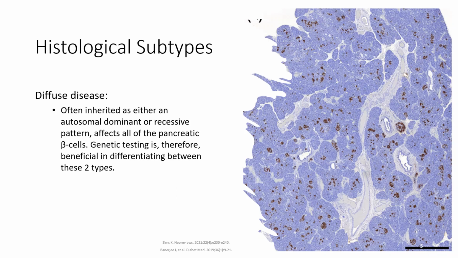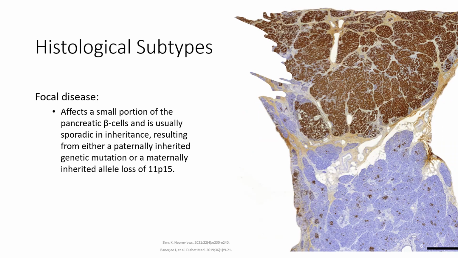There are also different histological subtypes, and the first one is a diffuse disease. In diffuse disease, all the islet cells are similarly affected, as you can see in the picture on the right with those brown spots. That's all throughout the pancreas, and this is often inherited as either an autosomal dominant or recessive pattern. And the second type, which is focal, only affects a small portion of the pancreatic beta cells, and this one is usually sporadic in inheritance.